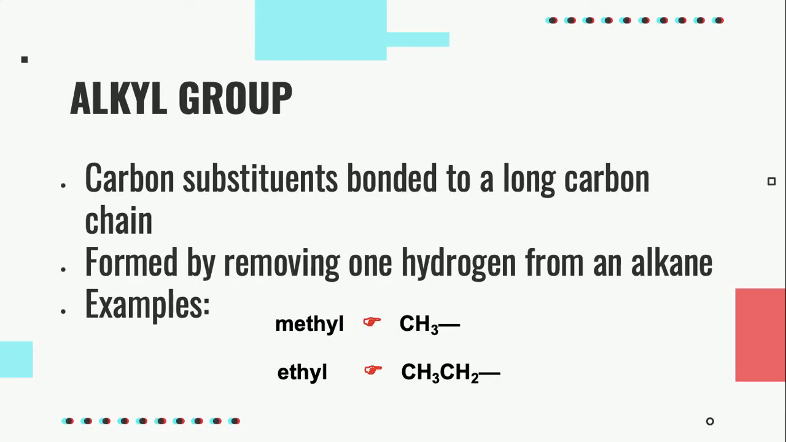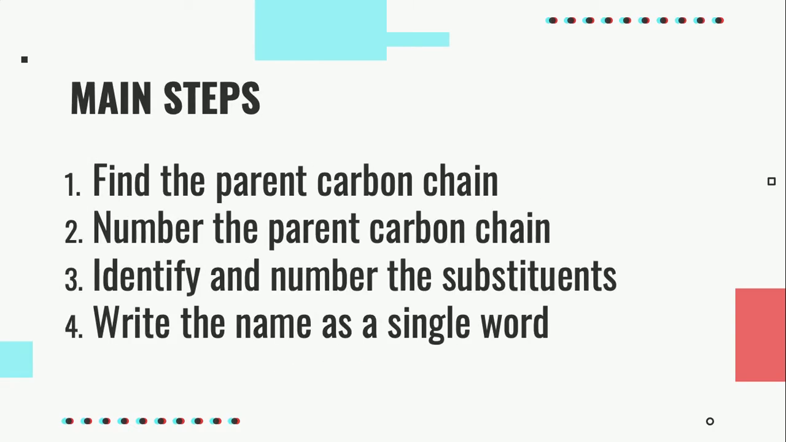An alkyl group is a carbon substituent bonded to a long carbon chain. It is formed by removing 1 hydrogen from an alkane. Examples are methyl and ethyl. There are 4 main steps in naming an alkane. The first step is to find the parent carbon chain.